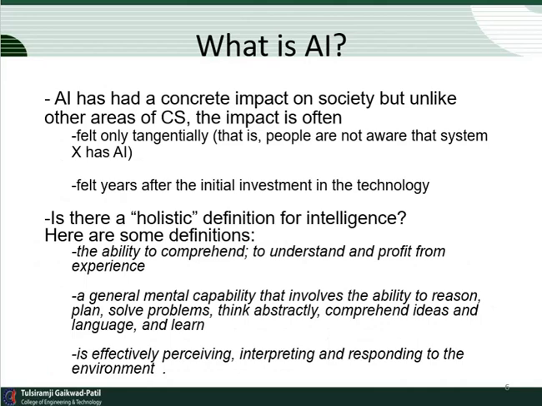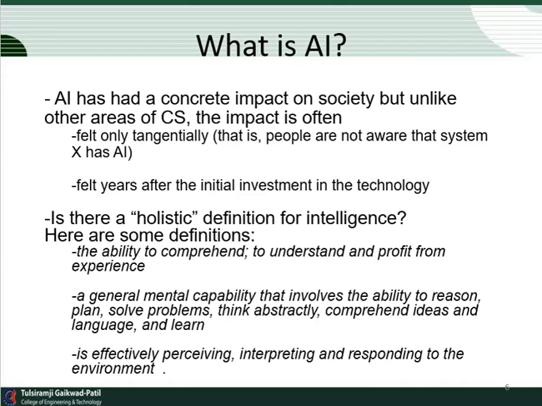AI has a concrete impact on society, but unlike other areas of computer science, the impact is often felt only tangentially. There are people who are not aware that system X has AI. Yes, definitely, because AI has a concrete impact on society. It has significantly changed the way of working, the way human beings perform tasks. Many times those systems are kept in place of people, and the people are not aware that the system has artificial intelligence. They don't even understand that they are taking the help of a machine, and may think that a human being on the other side is working for them.